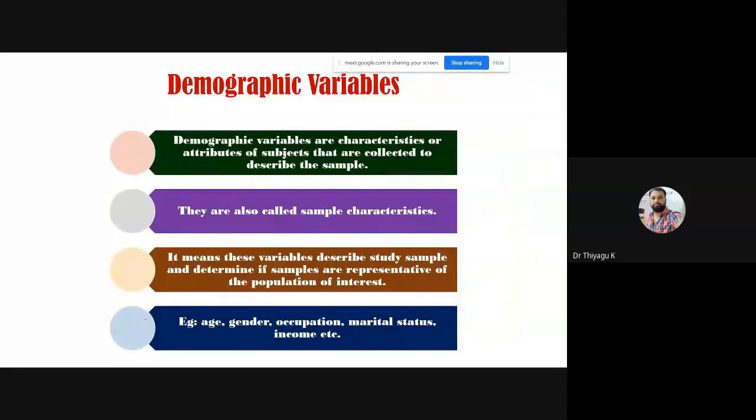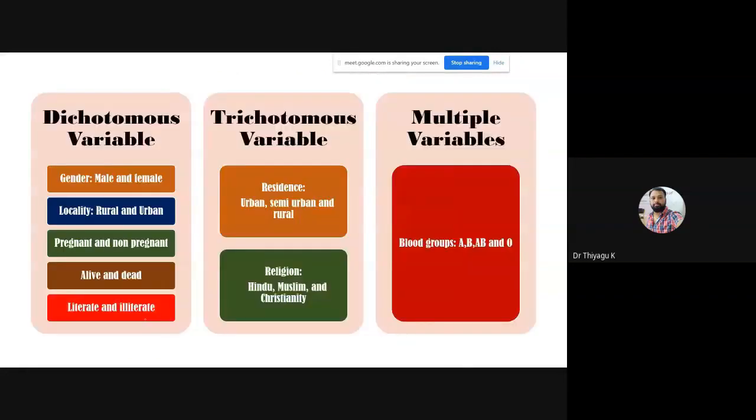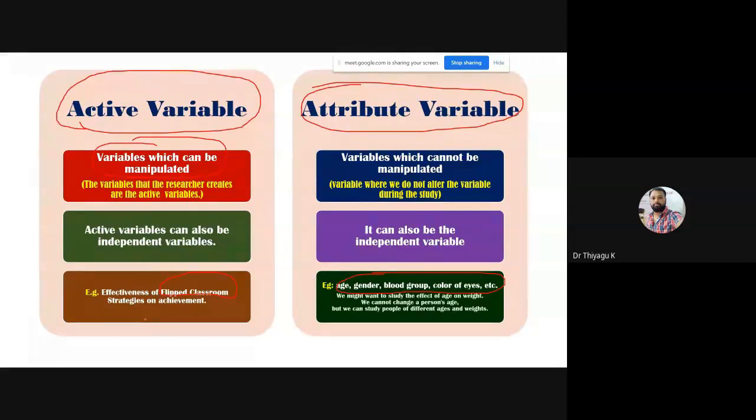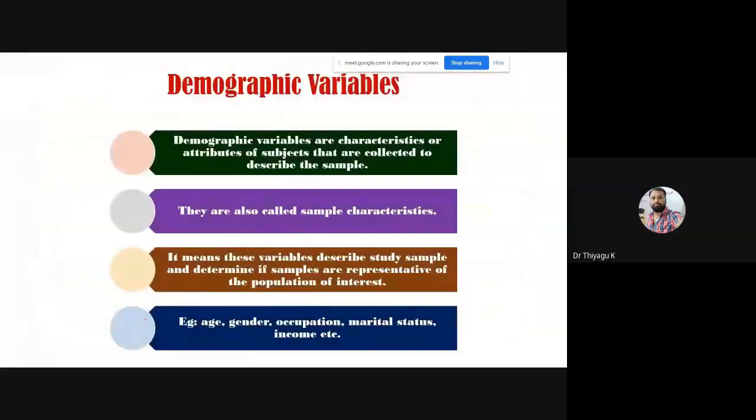Then the demographic variable: based on the sample background, you are calculating background things like gender, locality, age. That comes under the demographic variable. When we talk about the active variable and attribute variable, there are two classifications in this context. Normally we treat our study variable as an active variable, and our demographic variable as an attribute variable. So different names will be there when you are doing some kind of statistical technique. That's why I'm focusing on this one.